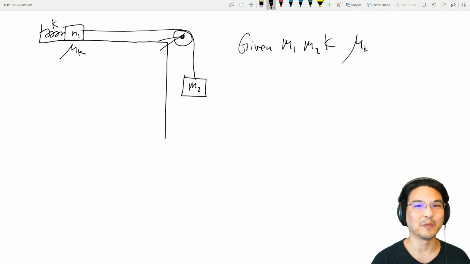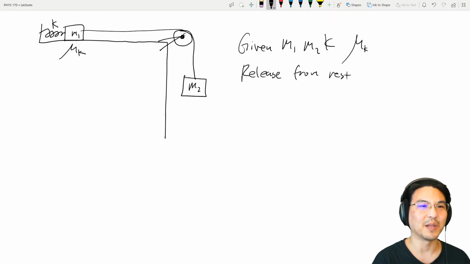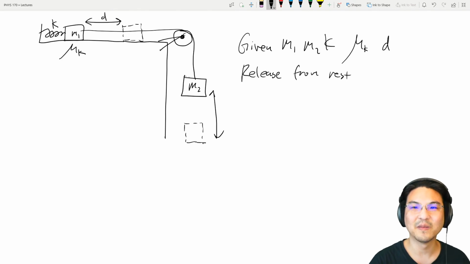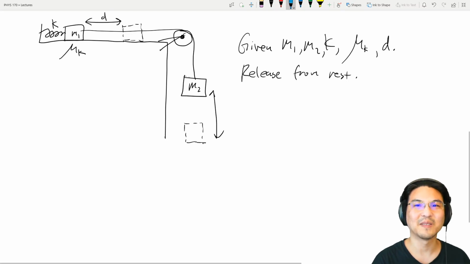And let's say we release from rest, and then block 1 goes over here, block 2 ends up down here, and let's say that distance is d. So let's say we know that as well. How fast are these blocks going? So what's the speed here?